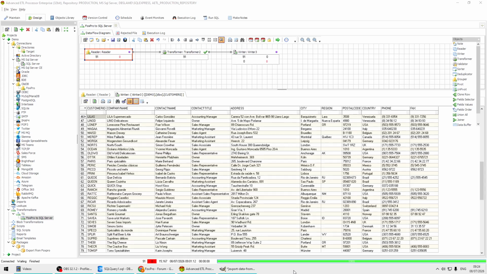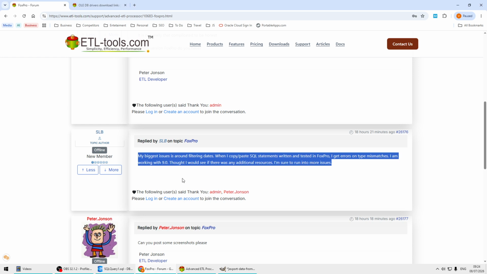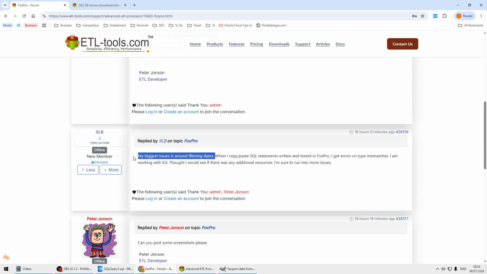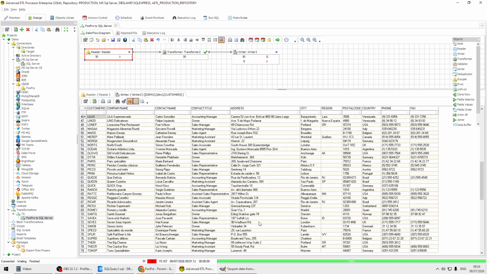However, one of our customers has asked us about filtering date fields when working with the FoxPro RTB driver. His question is about filtering dates. The dates, of course, can be filtered using a validate object, but since he wants to use SQL, let me show how it can be done.